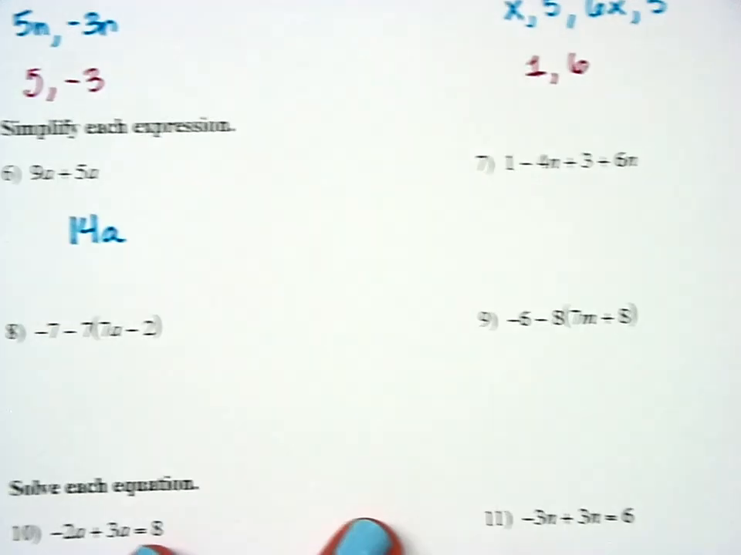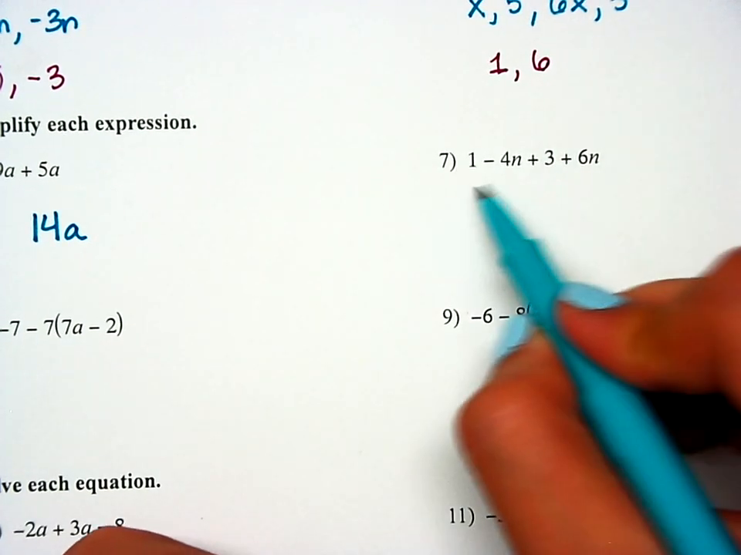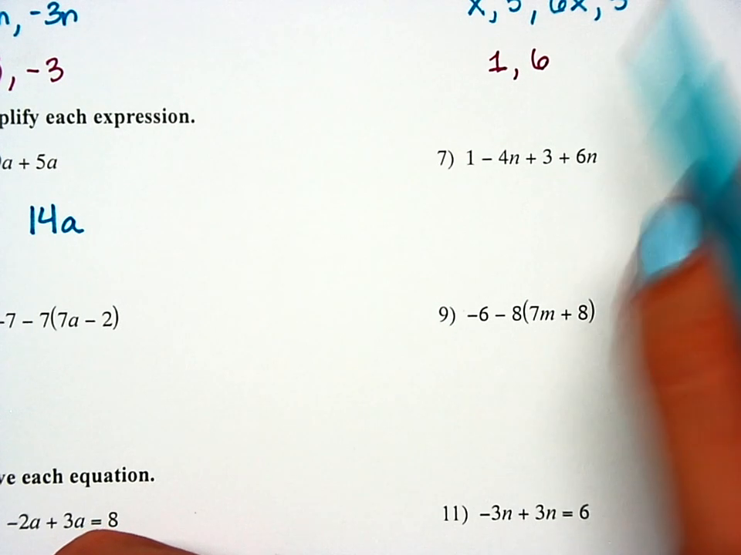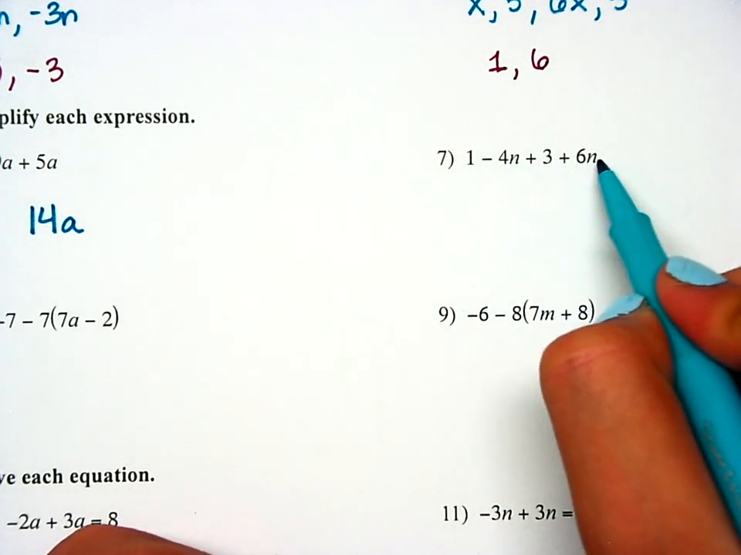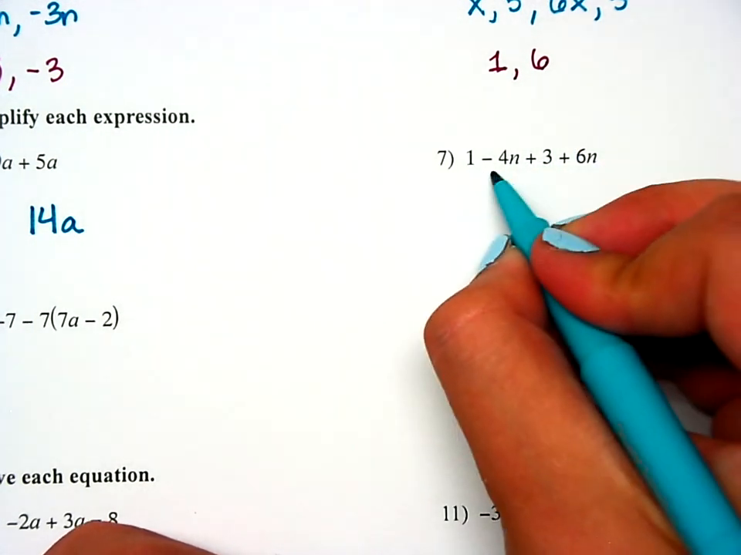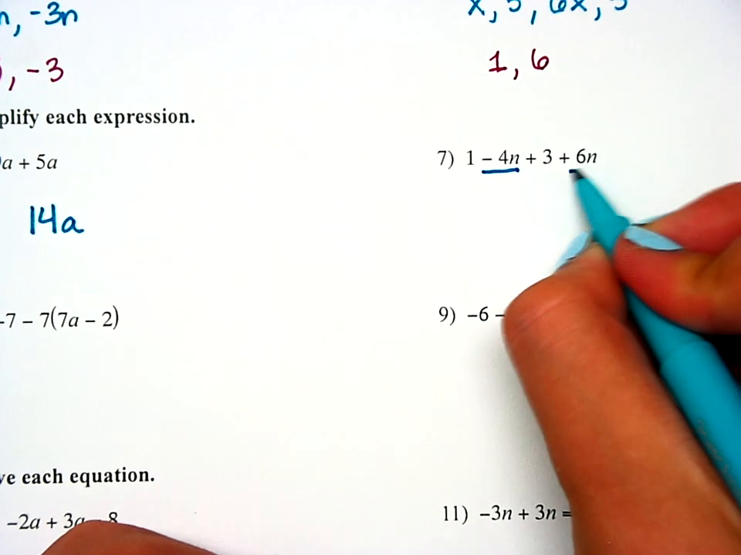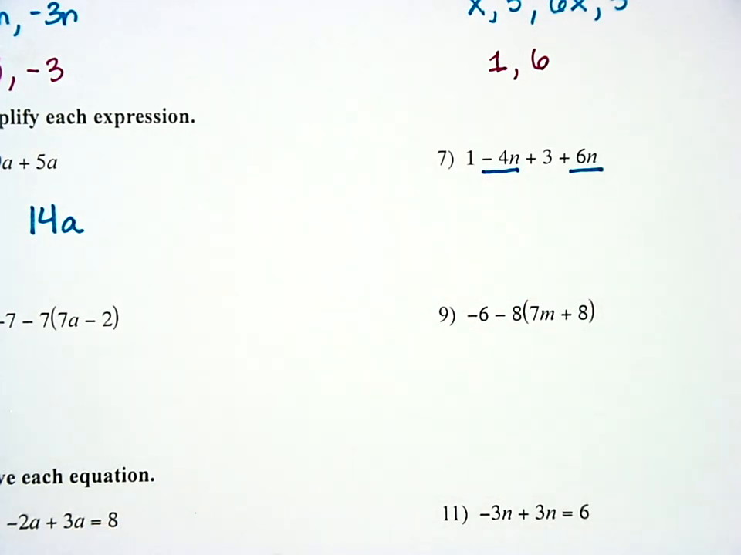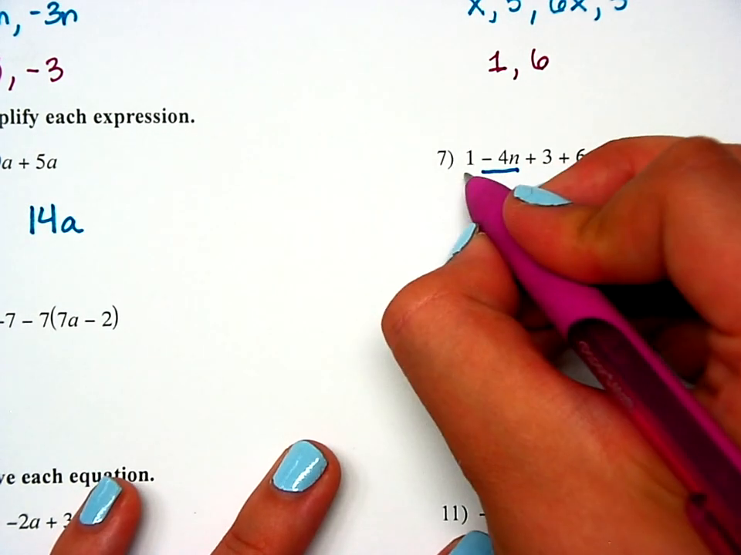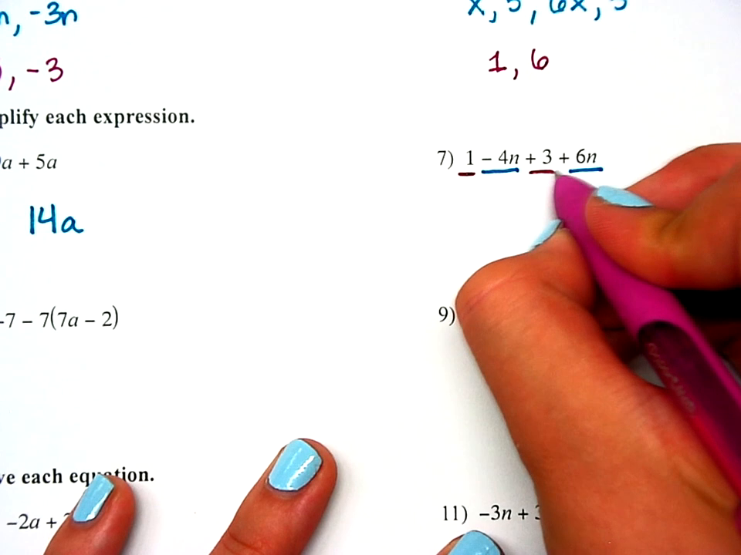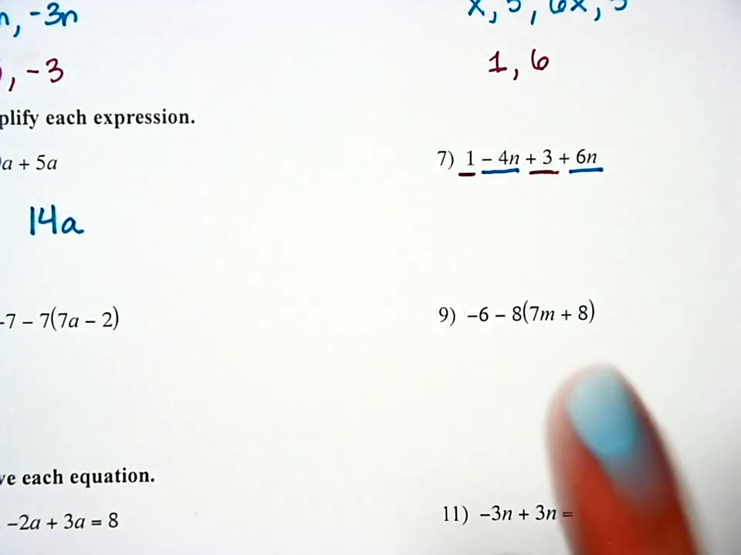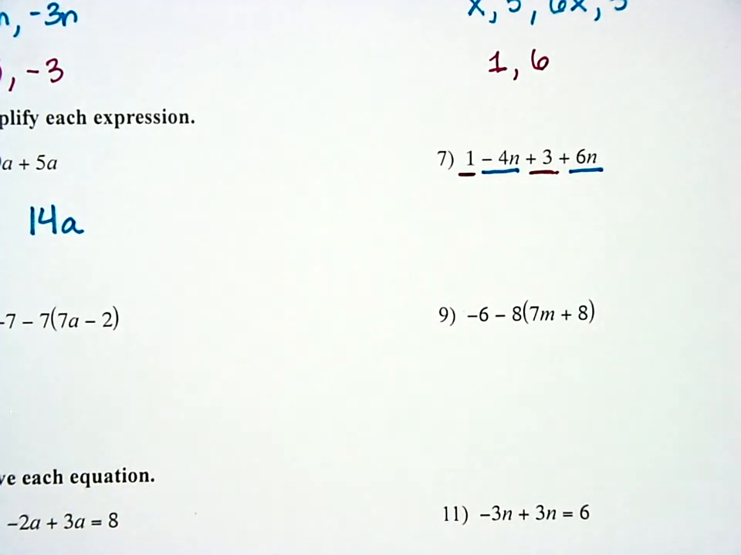Okay, the next one. So let's look at what terms I have that are common. I don't have an n in all of these terms. So what I'm going to do is underline my terms with n, and then I also have numbers, just numbers with no variable. Those I'm going to underline with this magenta color. So those coordinating colors are what I can combine.